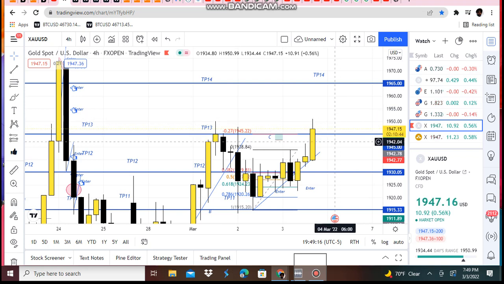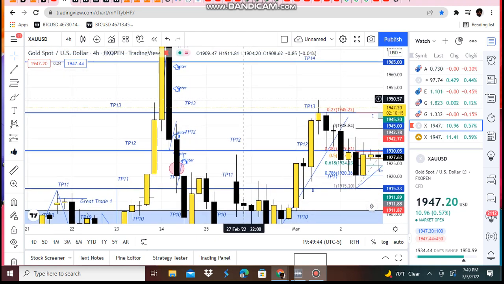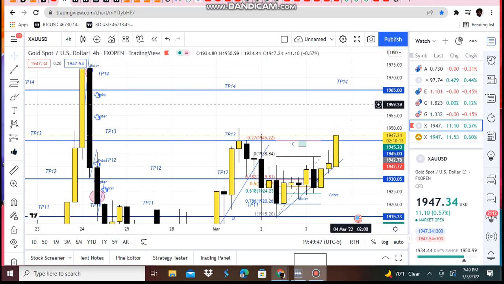So price did break above take profit 13, but it's going to retest back down before it goes to take profit 14. As you can see, price is retesting back down. Price should retest back down to at least 1939 before making a higher high all the way up to take profit 14, 1965. And we can be in an uptrend again, as overall we are in an uptrend. This uptrend can be continuing.